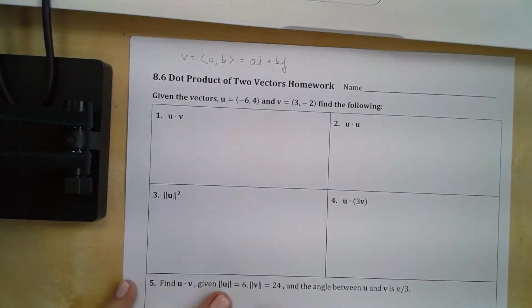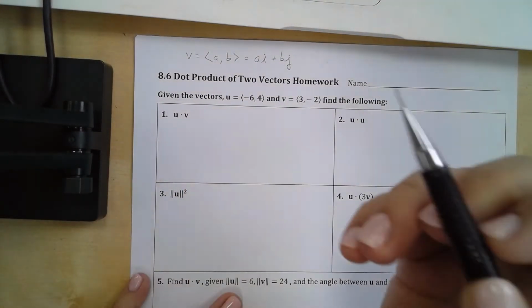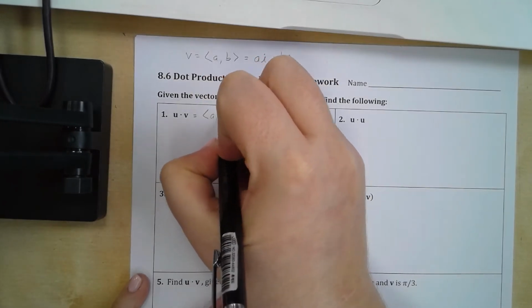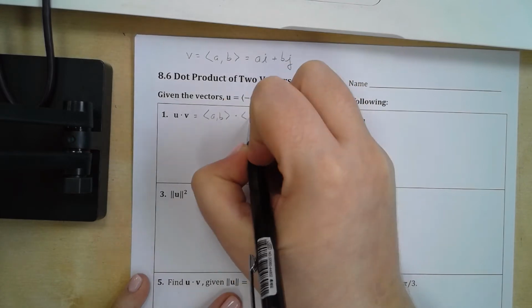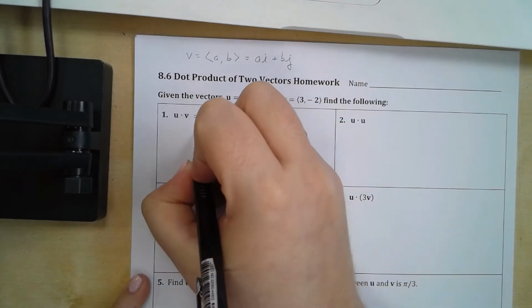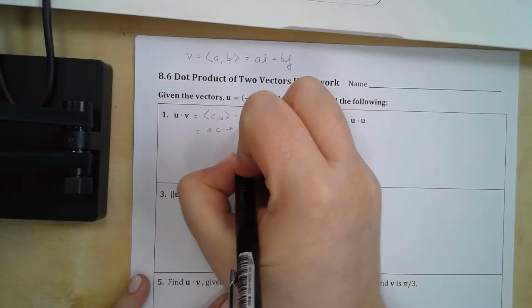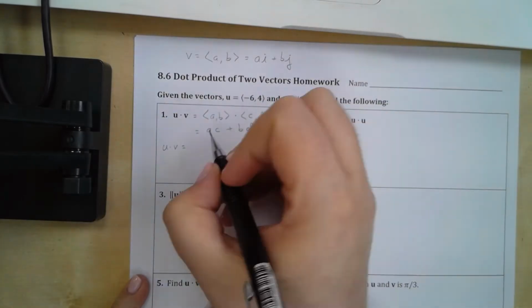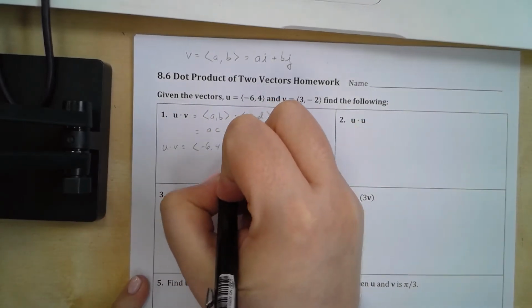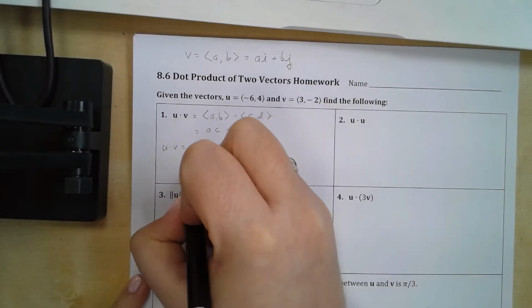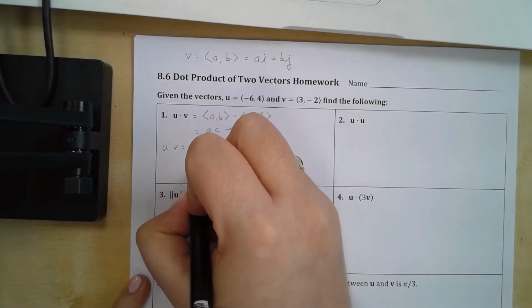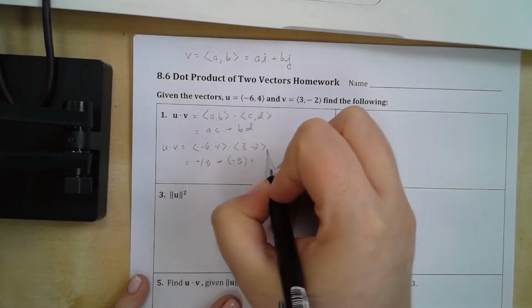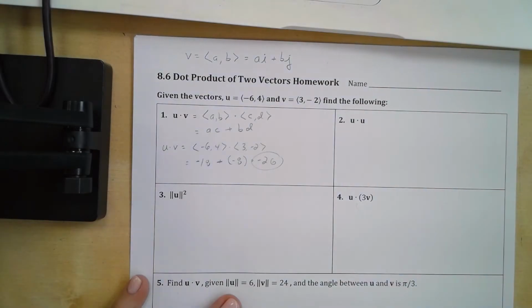Okay, let's find the dot product. Here we're given u times v. If u is written as <a, b> and v is <c, d>, then the dot product is equal to a times c plus b times d. So let's find the dot product of u and v here. We have <-6, 4> times <3, -2>. So -6 times 3 is -18, plus 4 times -2 is -8. That equals -26. Okay, that was simple enough.